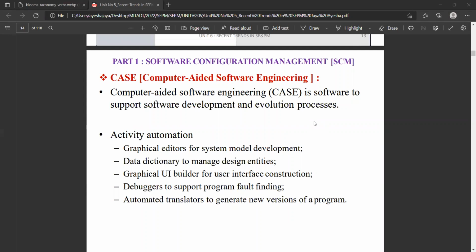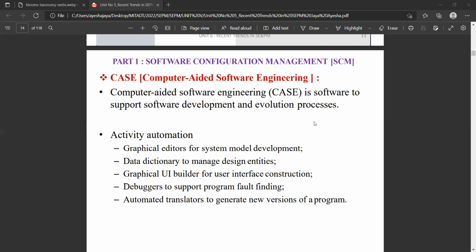This is Dr. Ayesha Butalia. Today's session is on CASE, that is Computer Aided Software Engineering. We are under the topic Recent Trends in Software Engineering and Project Management, and under that, part 1 is on Software Configuration Management.